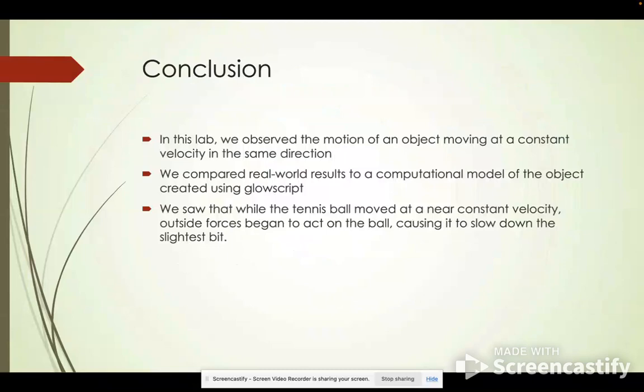Okay, so conclusion: we observed the motion of an object moving at a constant velocity, and then we compared that real world result to a computational model of the object using GlowScript, and we saw that there was a bit of a force acting on the tennis ball, making it not a perfect constant velocity.